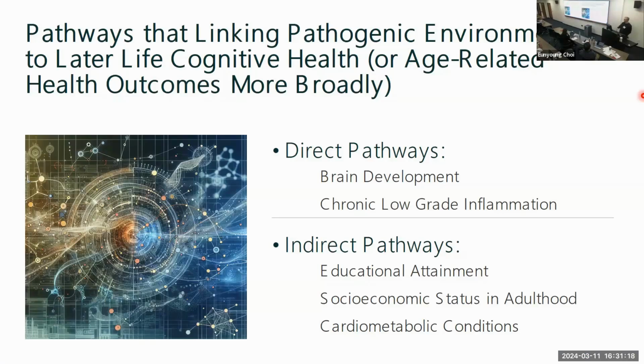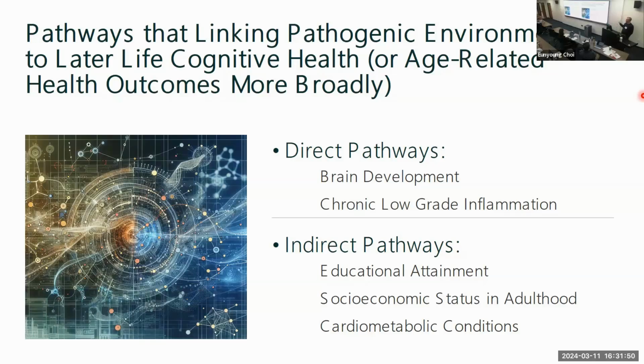So, pathways linking specifically pathogenic environments to cognitive health. I was thinking along two different types of pathways. First is direct pathways, brain development. There have been numerous studies that if you're exposed to some sort of infection, especially as your brain is growing and developing, your body's going to be trying to use that energy to fight off the infection, right? Which might take away from some of your other organ systems as well. And there could be chronic local inflammation that gets set.